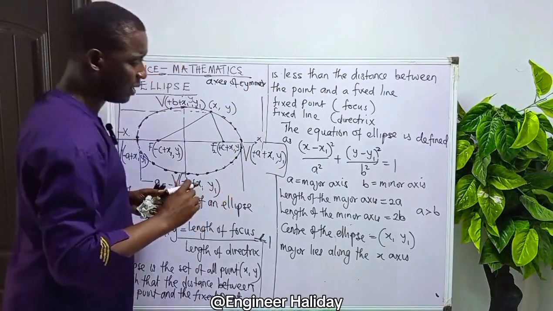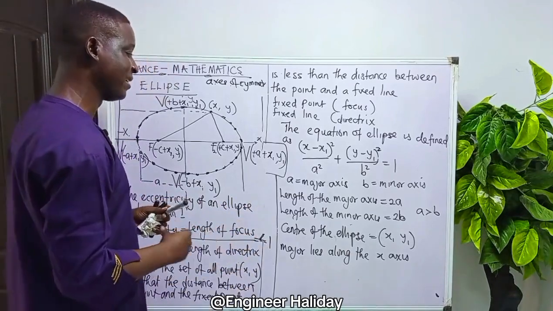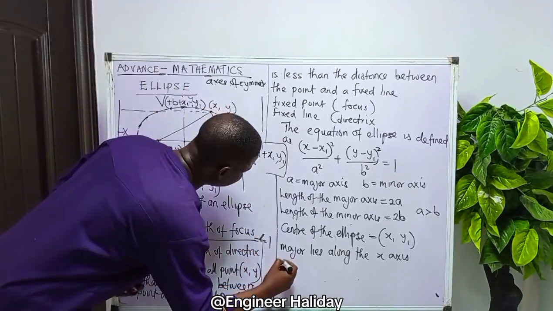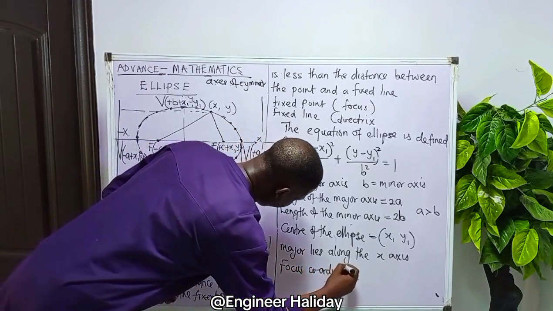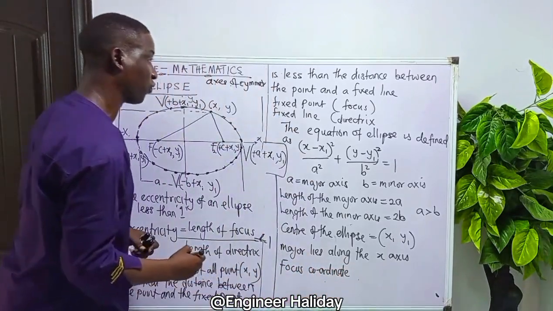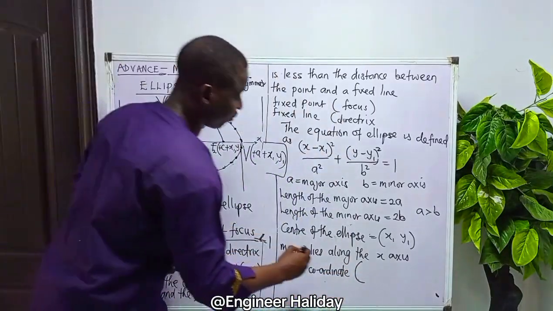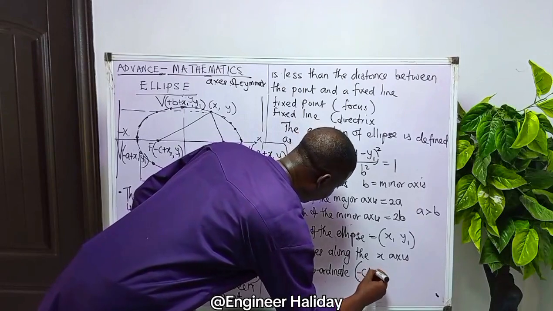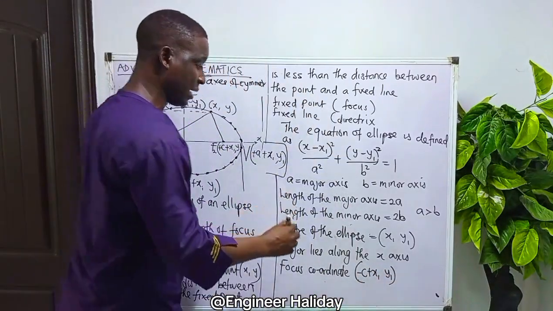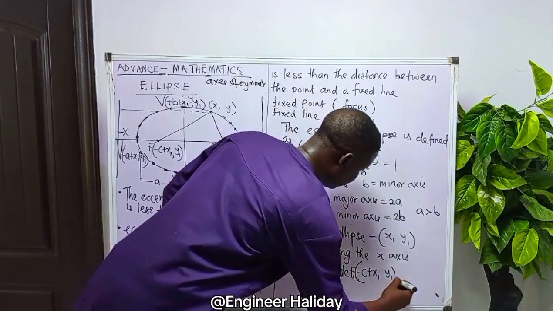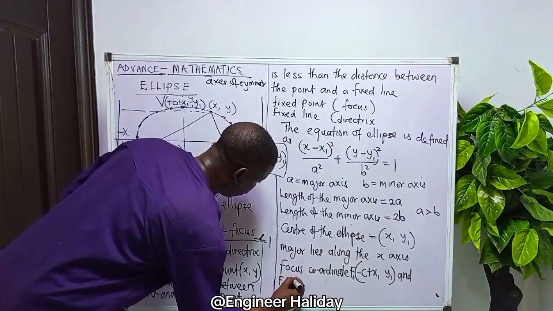Now, since the major lies along the x-axis, the coordinates of the foci are equal to plus or minus c plus x1, y1, which are the foci. I want to give the foci. This one is f1, and f2 will now be equal to what?